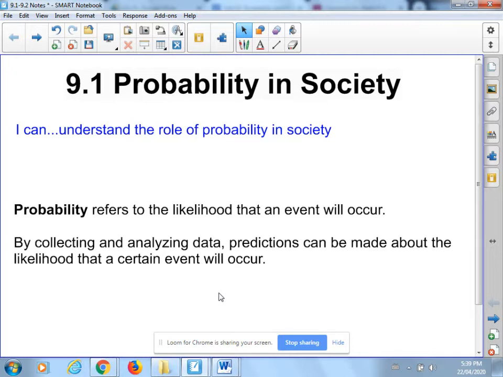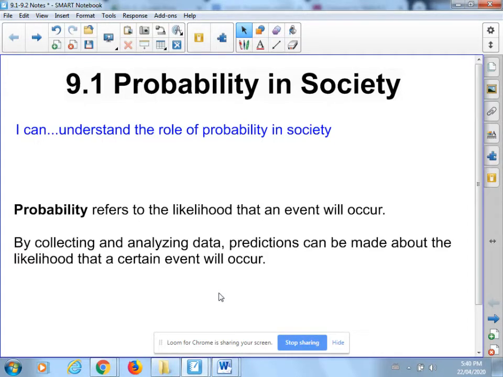Now, unlike the past where it was all factual based, in this section, you're going to need to be able to defend your answers. So it's very important that when you are looking at the problems that are going to be coming up with probability in society, that you are really thinking about the best possible answer and that you are able to provide evidence as to why that is the best possible answer.